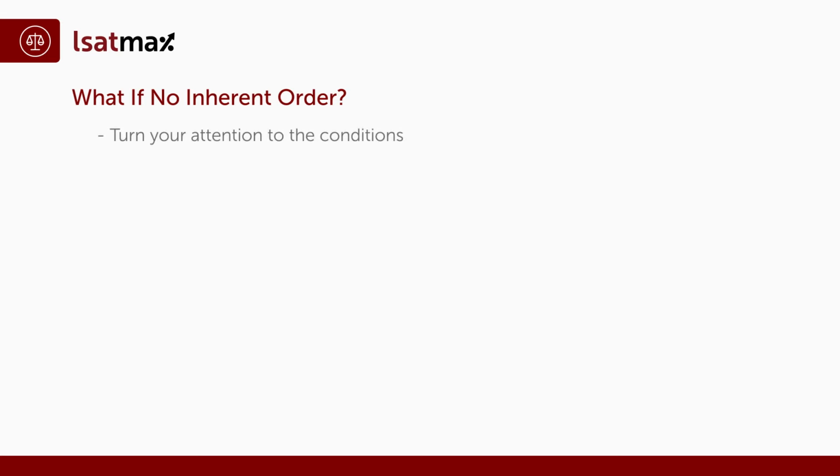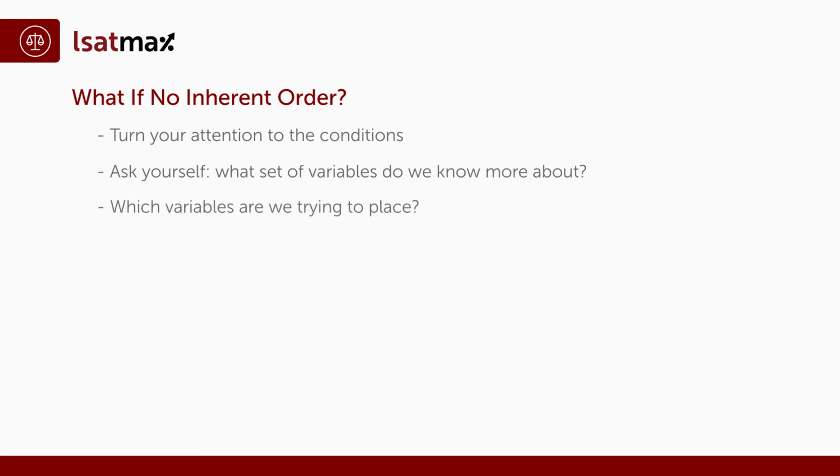Obviously, certain games don't have variables that have inherent orders. And when that's the case, you really want to turn your attention to the conditions and ask yourself, which set of variables do we know more about? And which are the set of variables that we're trying to place? Because the ones you're trying to place, the ones you know less about, that is not going to be your base. Whereas the other that you do know more about and you're not really trying to place, rather you're trying to place the other variables in, would be your base. So that is the key to the logic games section.